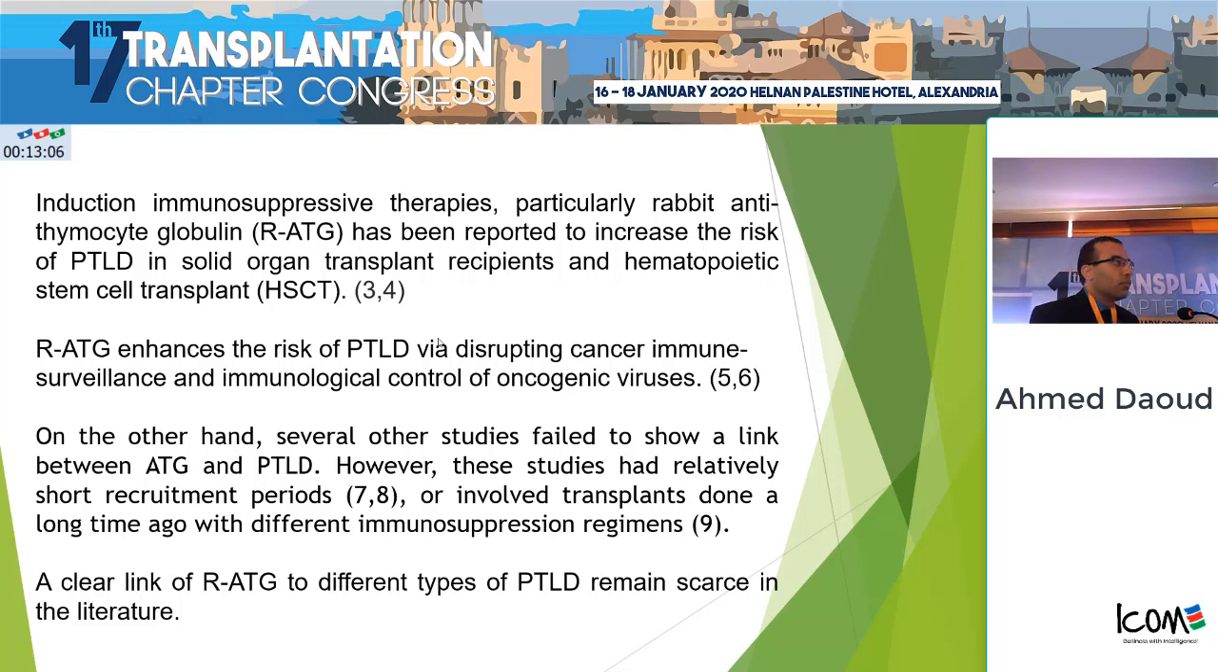There were some proposed mechanisms in literature, like disrupting the cancer immune surveillance and immunological control of oncogenic viruses. On the other hand, there are several other studies that fail to demonstrate a relationship between the ATG and the development of PTLD. However, these studies had either relatively short recruitment periods, or they involved transplants that were done a long time ago with different immunosuppression protocols at this time. So far, a clear link between the rabbit anti-thymocyte globulin and different subtypes of the PTLD remains scarce in literature.